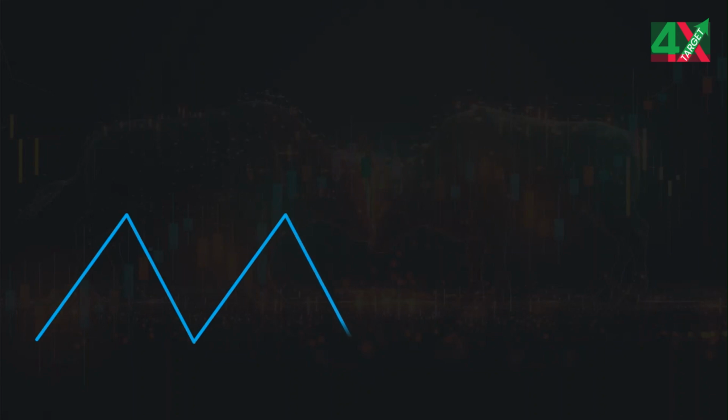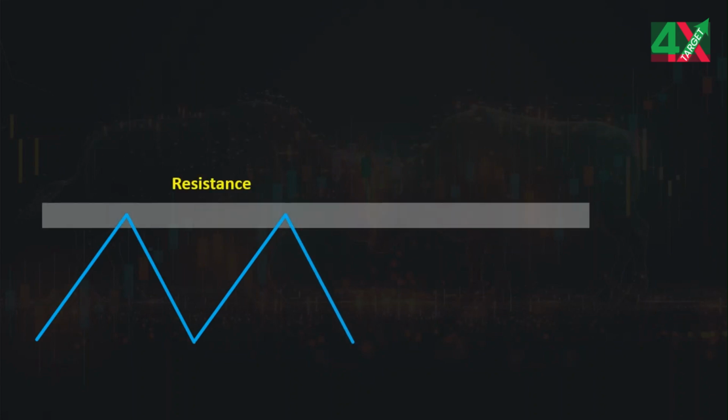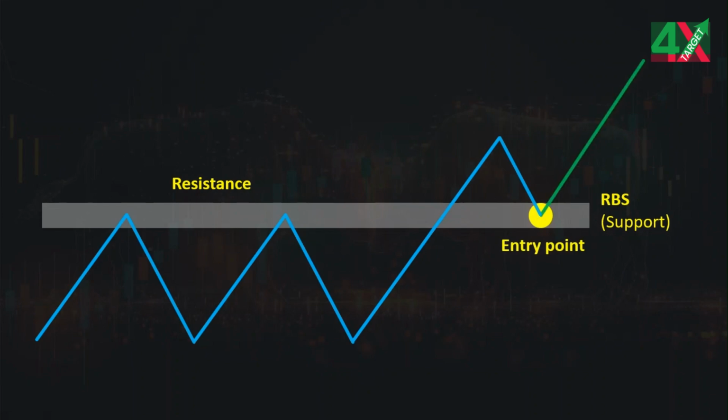RBS is the opposite. It happens when a resistance level is broken, price moves above a level it previously struggled to break. After breaking above, that same level often acts as support, or resistance becomes support, when the price pulls back to it. In simple terms, a zone where sellers were once strong now turns into a level where buyers step in. This makes it a high-probability buying opportunity when the price comes back to retest that level.